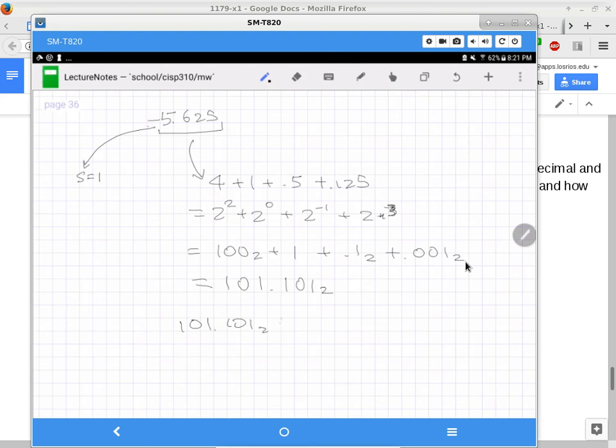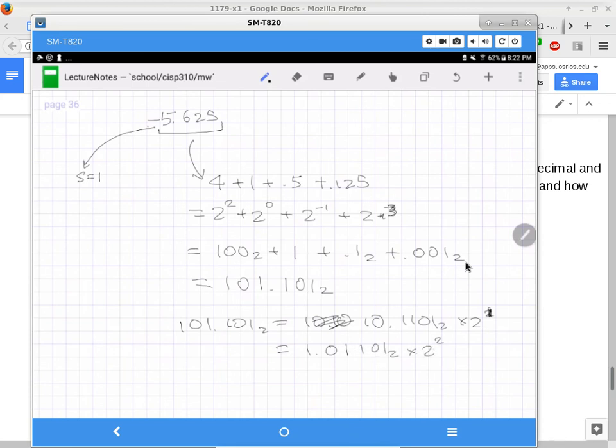Okay, so now that you know this, 101.101 in base 2 is the same thing as 10.1101 in base 2 times 2 to the power of what? 1. I'm making the mantissa smaller, so I have to increase the exponent to adjust for that. And then we take it one more step: 1.01101 in base 2 times 2 to the power of 2 now.